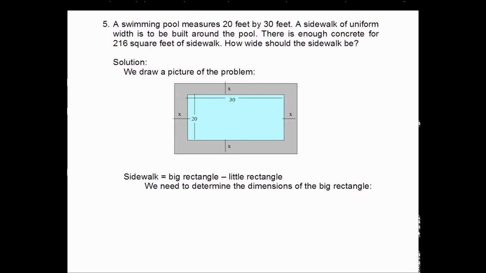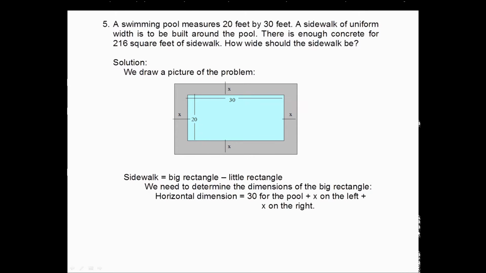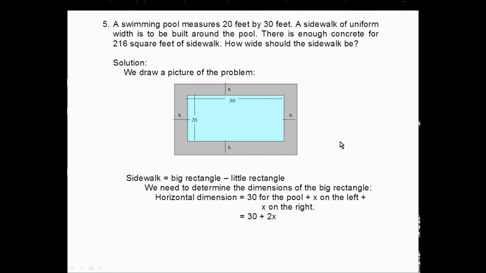So we need to determine the dimensions of the big rectangle, the gray one, you know, the sidewalk. Don't step on these cracks, you know, your mother's back. So the horizontal dimension, left to right: I got 30 feet just for the pool. I added x on the left, I added x on the right. We added 2 x's, so it's 30 plus 2x.